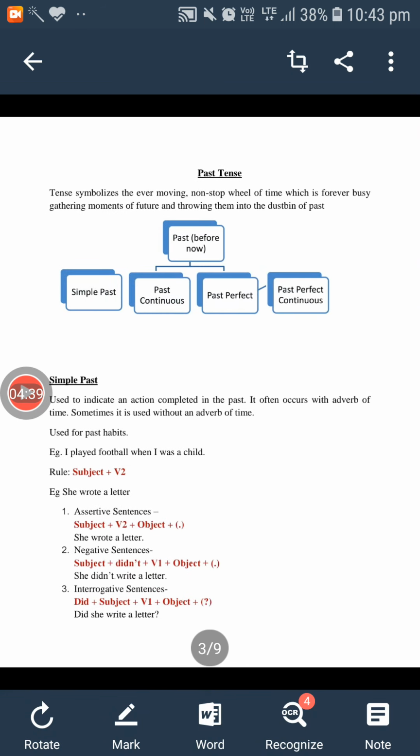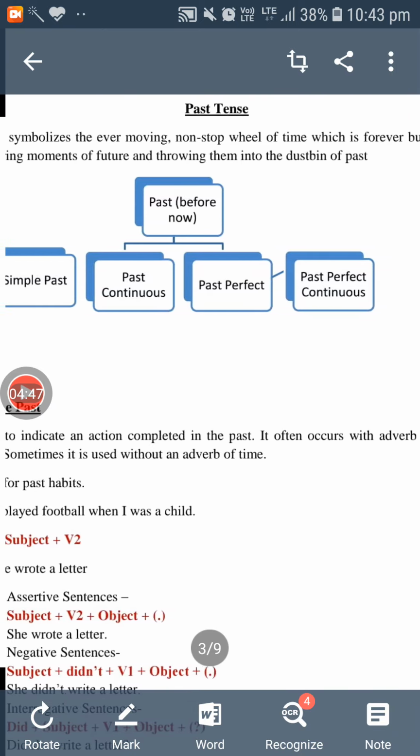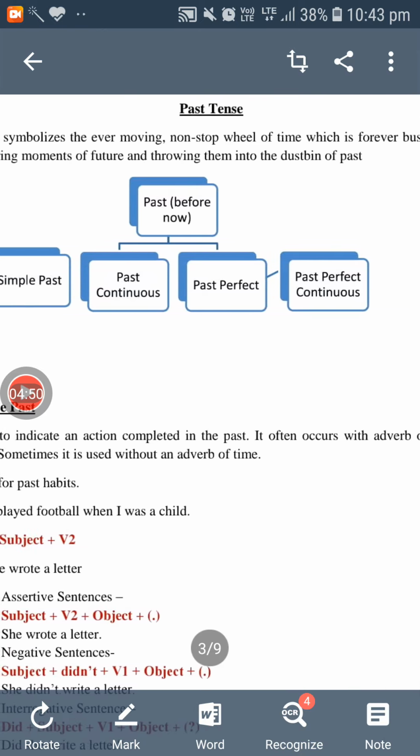Now we are coming to past tense. Tense symbolizes the ever-moving, non-stop wheel of time, which is forever moving and throwing into the dustbin of the past. So the past tenses are: simple past, past continuous, past perfect, and past perfect continuous.